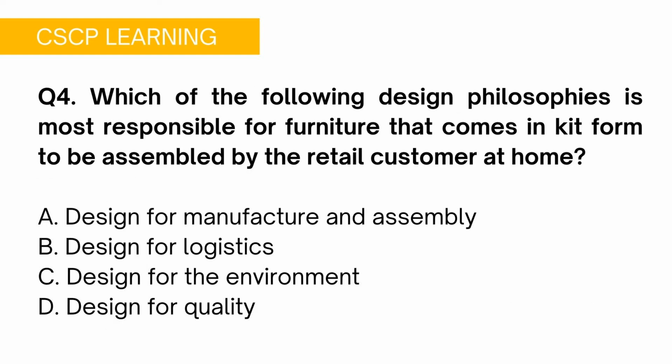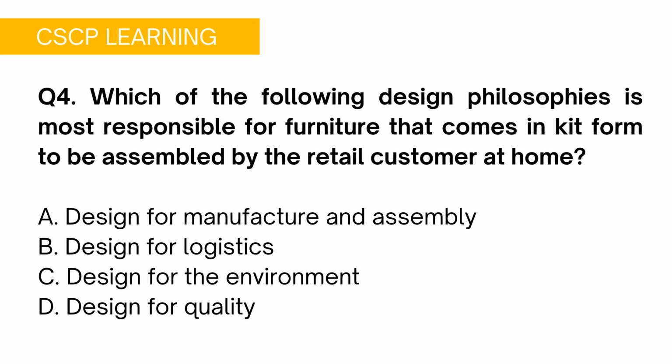Question 4. Which of the following design philosophies is most responsible for furniture that comes in kit form to be assembled by the retail customer at home? Option A, design for manufacture and assembly. Option B, design for logistics. Option C, design for the environment. Option D, design for quality.